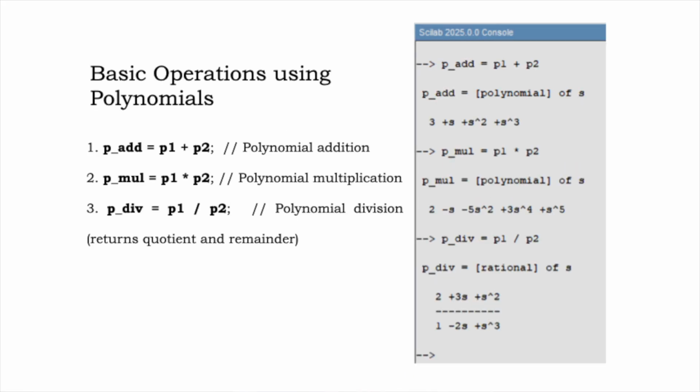Basic operations using polynomials in Scilab. Adding the polynomials p1 and p2 is simply done as p1 plus p2. Polynomial multiplication is done as p1 into p2. Polynomial division, which returns quotient and remainder, is done by doing p1 divided by p2.